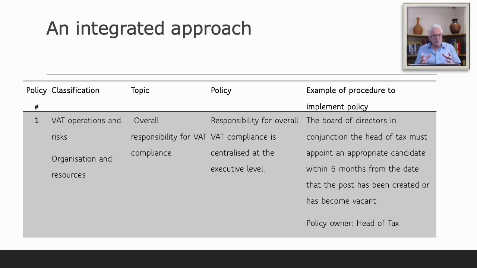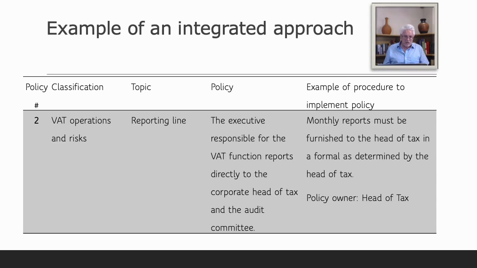Now maybe you want to be a little less rigid, saying within 6 months or a reasonable time thereafter, because candidates might not be readily available, but that's your policy, that's your procedure, and you need to deal with how you want to implement that. And there's the policy owner, and that's the head of tax. In this specific case, it might also be the board of directors or the audit committee. But the buck has to stop somewhere. So there has to be a place where that responsibility is. Let's say the rest are just similar examples.